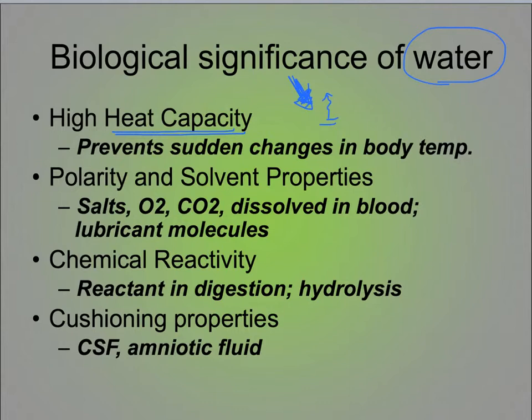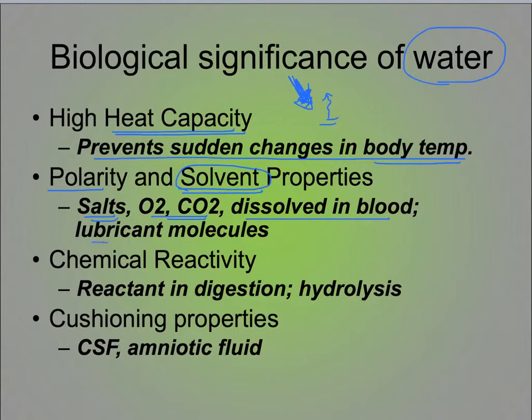So these work together both for absorbing heat and also for giving off heat through sweating and evaporation. They work together to prevent sudden changes in body temperature. So water is very important in homeostasis, in keeping body temperature in balance because of its high heat capacity. Water is also a polar molecule, and because it is a polar molecule, it can be a solvent to many, many compounds. Things dissolve in water. Things like our salts and those key ions that we talked about earlier, or these important gases. There are many, many things dissolved in blood, which is primarily water.